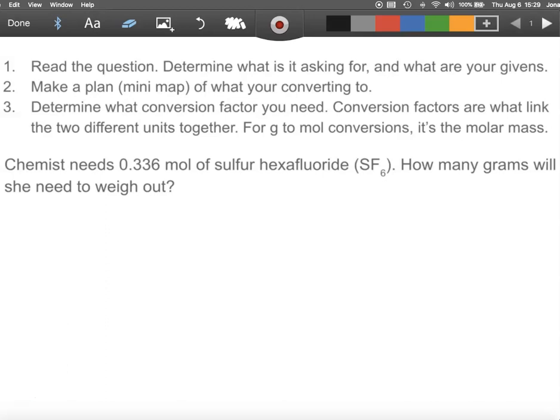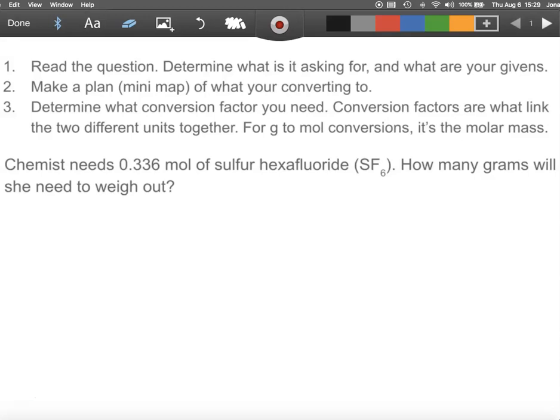So let me go ahead and read the question out to you. A chemist needs 0.336 moles of sulfur hexafluoride, SF6. How many grams will she need to weigh out? Let's look back at this question here. What is the question asking me to find? What do I need to end with?